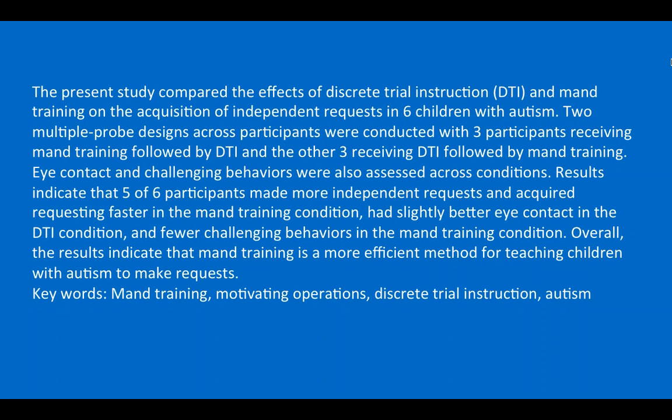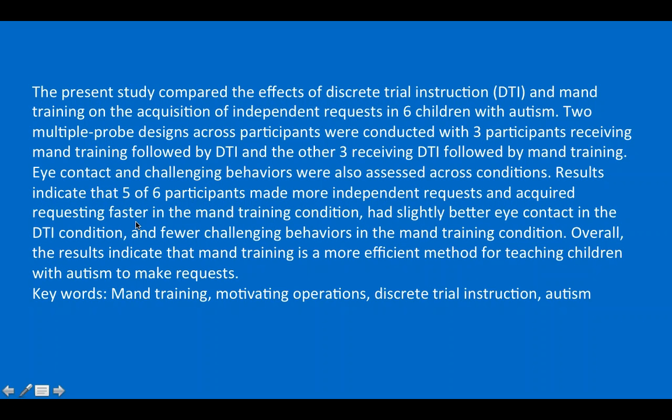As I said, the present study is comparing the effects of discrete trial instruction and MAND training on the acquisition of independent requests in 6 children with autism. There were 2 multi-probe designs across participants. So it's a particular small n design type. And they were conducted with 3 participants each, who were receiving either MAND training followed by DTI, or DTI followed by MAND training. They were looking at the acquisition of independent requests, but they also looked at eye contact and challenging behaviors. Results of the study indicated that 5 of 6 participants made more independent requests and acquired requesting faster in the MAND training condition.